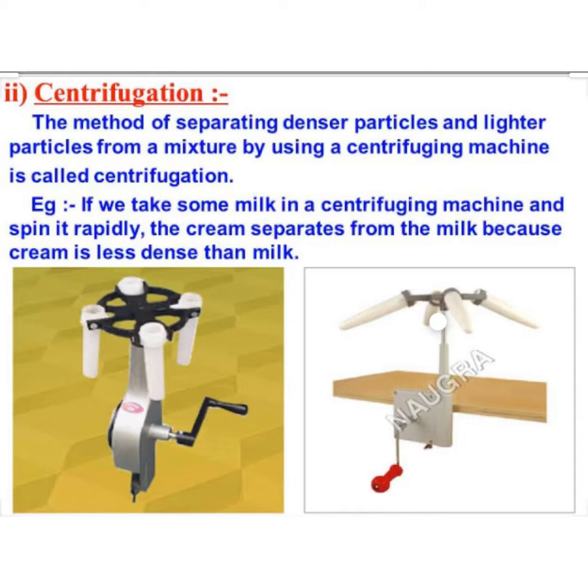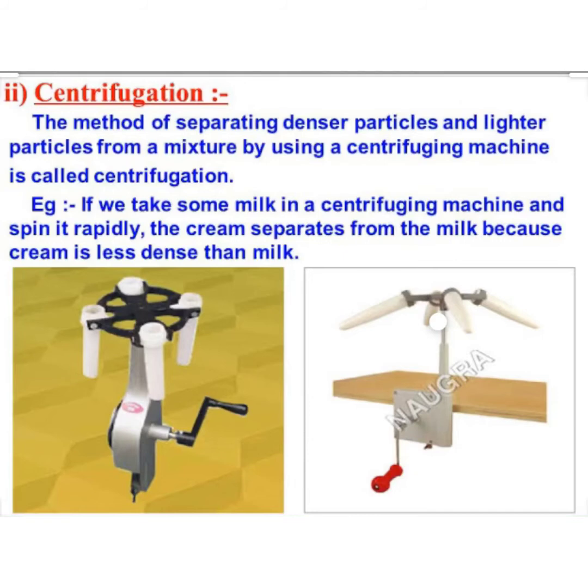So what is centrifugation? The method of separating denser particles and lighter particles from a mixture by using a centrifuging machine is called centrifugation. For example, if we take some milk in a centrifuging machine and spin it rapidly, the cream separates from milk because cream is less dense than milk. So the centrifugation method is used to separate denser and lighter particles from the mixture. And since the cream is less dense than milk, this technique can be used to separate cream from milk.